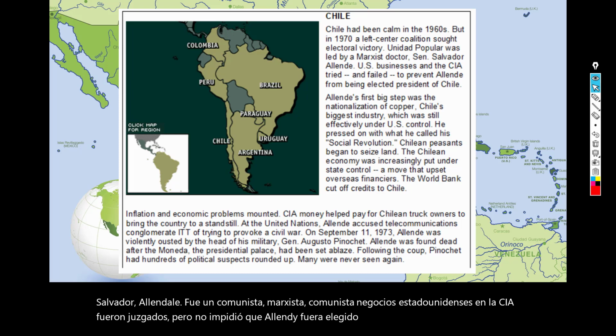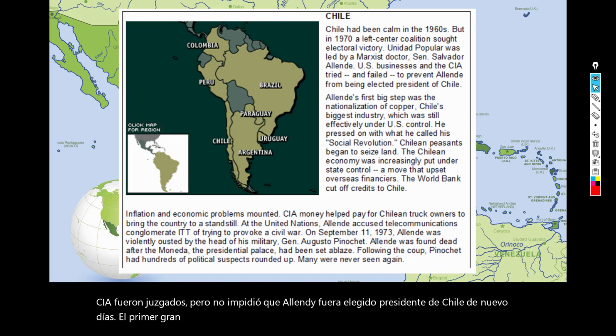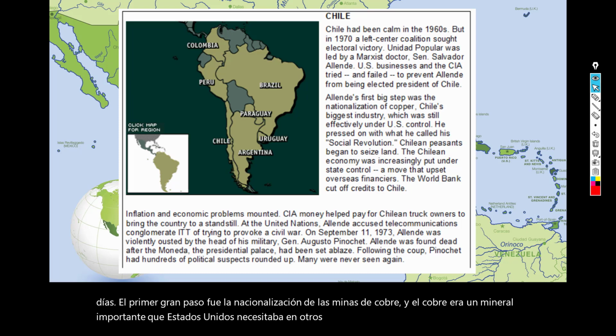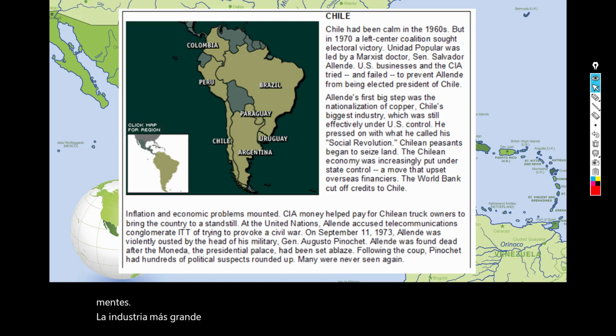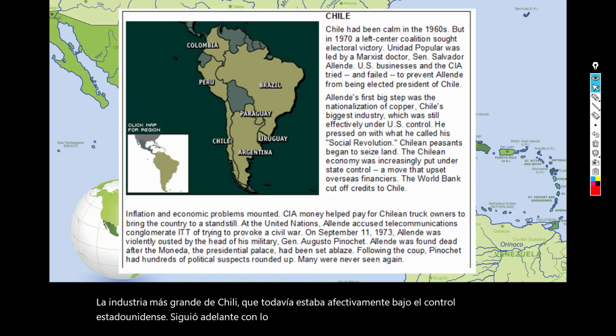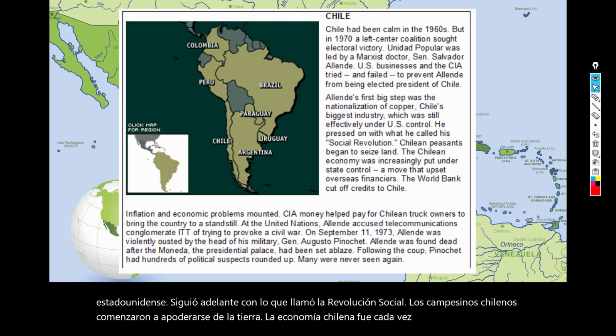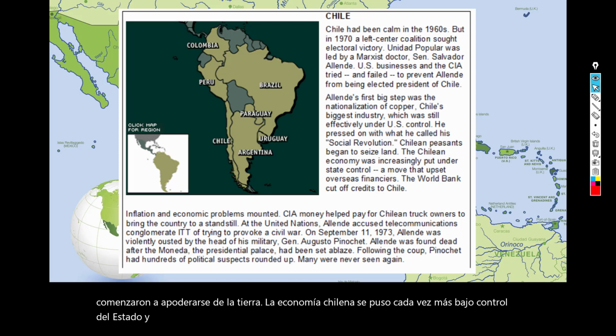Allende's first big step was the nationalization of the copper mines. Copper was an important mineral that America needed and other countries needed. Chile had a large supply of the world's copper in their mines. Chile's biggest industry, which was still effectively under U.S. control, he pressed on with what he called the social revolution. Chilean peasants began to seize land. The Chilean economy was increasingly put under state control, a move that upset overseas financiers. The World Bank cut off credit to Chile. He was nationalizing, which communists usually do when they take over a country. They take over all the industries and the farming.